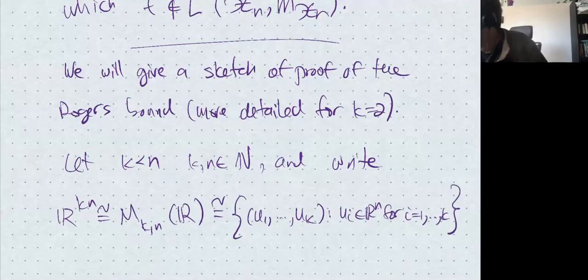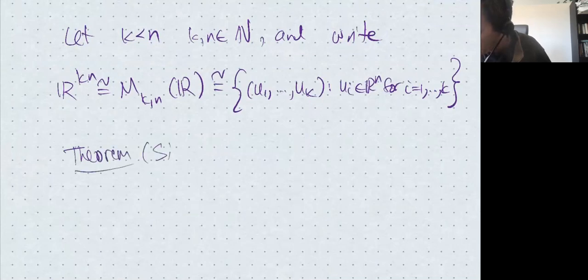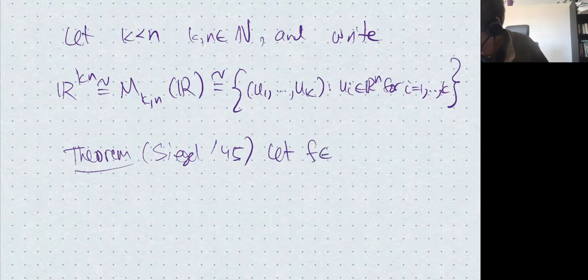Okay, so these are two different ways of thinking of the space R^k to the n. And let's give a theorem which is independently interesting. This is a theorem of Siegel from '45. We take a function which is an L1 function on R^kn, with respect to the Lebesgue measure.